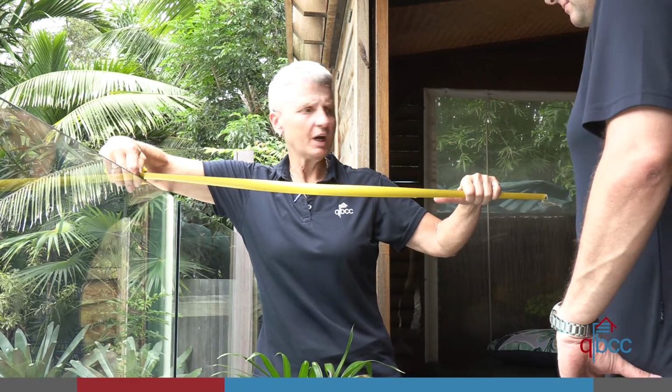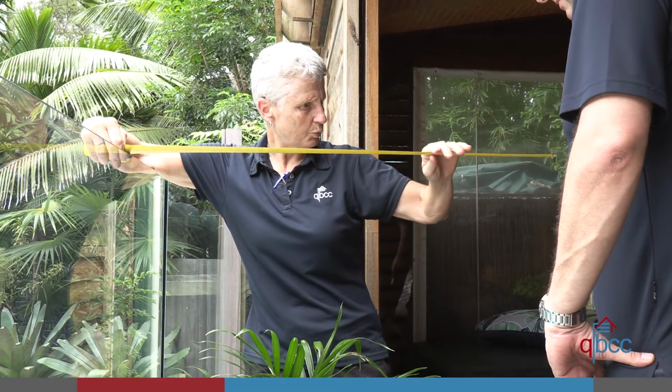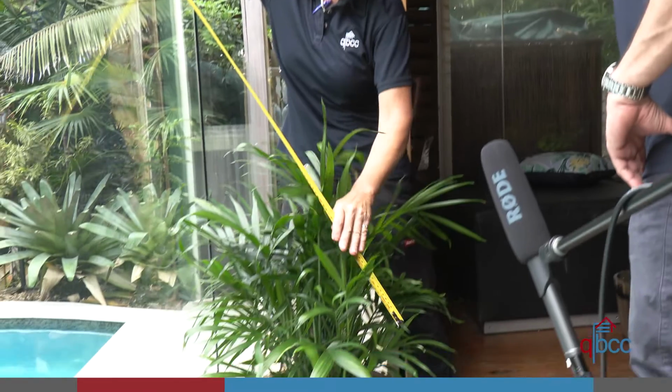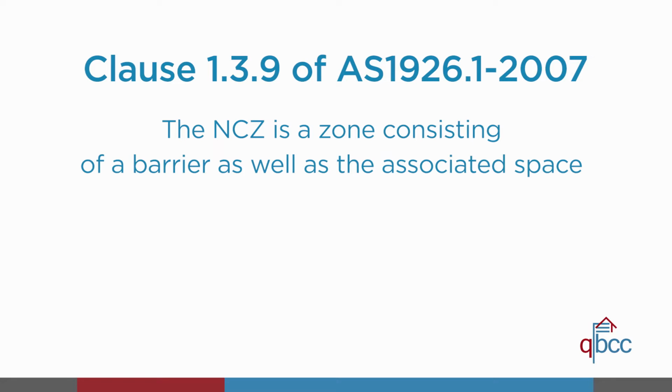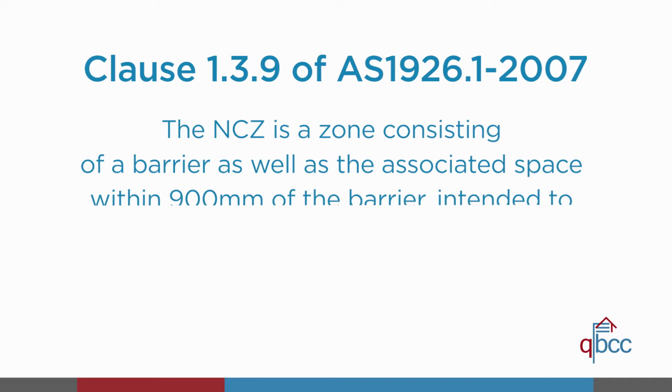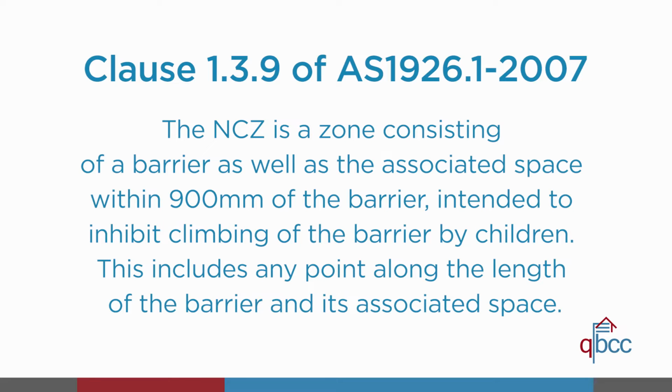You would be aware of the basic requirements for the 900mm non-climbable zone on the outside of a 1200mm high barrier. Clause 1.3.9 of AS 1926.1-2007. The non-climbable zone is a zone consisting of a barrier as well as the associated space within 900mm of the barrier, intended to inhibit climbing of the barrier by children. This includes any point along the length of the barrier and its associated space.